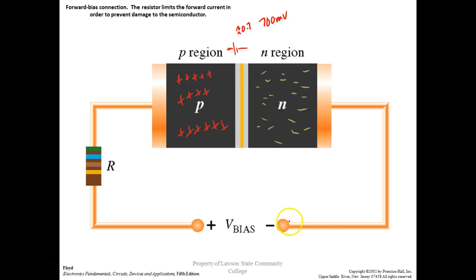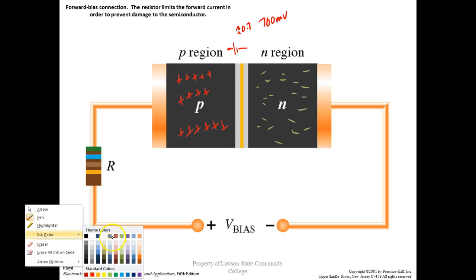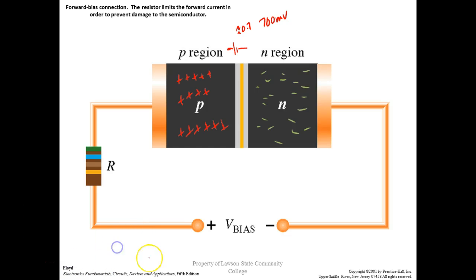So what happens when I put this negative right here, what's it going to do to the electrons? What do like charges do? Repel. So it's going to force these electrons toward the junction. What do positive charges do? It's going to force the holes toward the junction. And so these electrons are going to start falling into holes. We're feeding holes from the conductor into this side, electrons fall into them, and we have current flow.